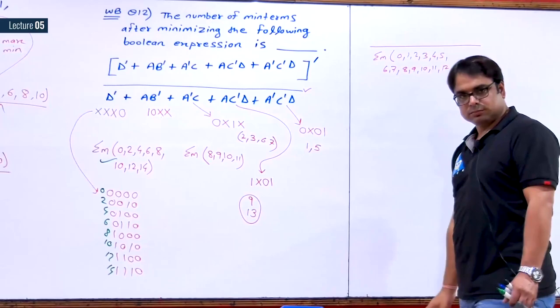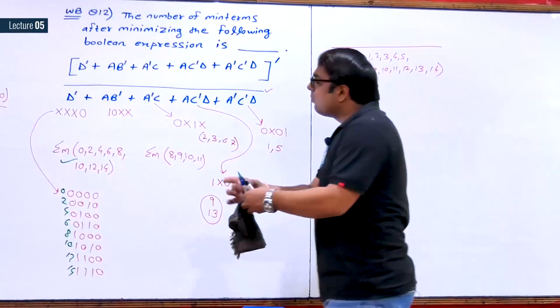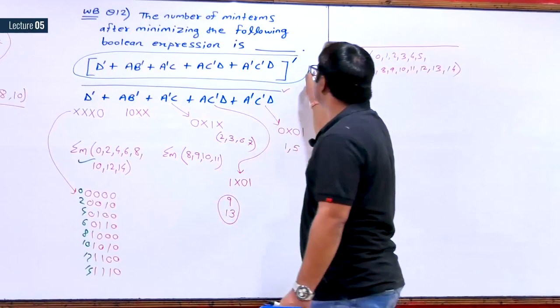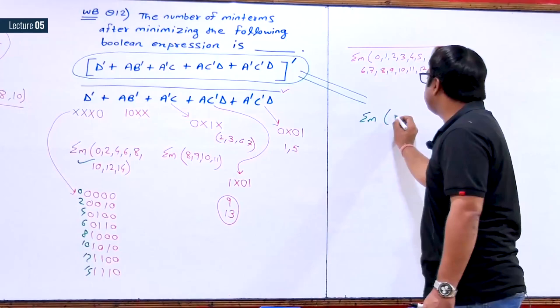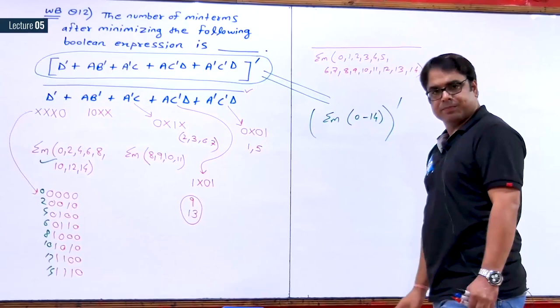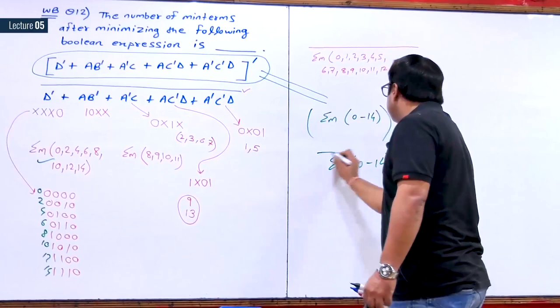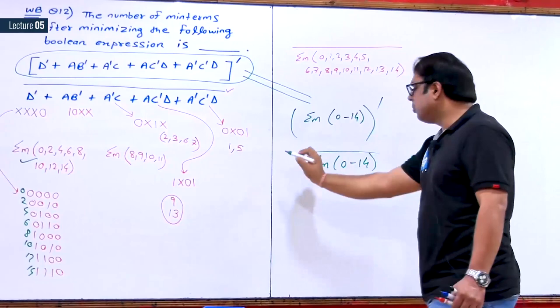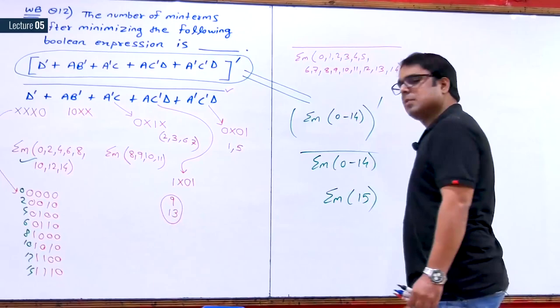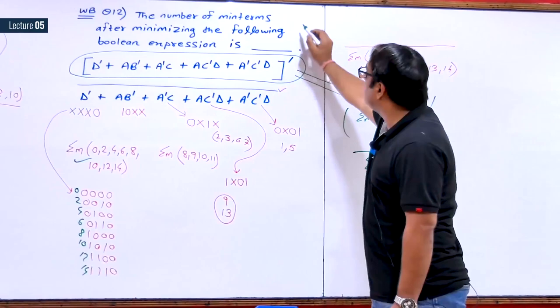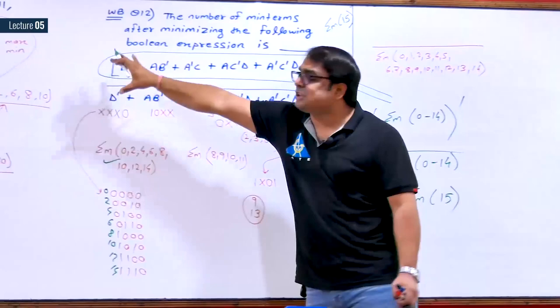What I want to conclude here is that this function which was given to me is equal to the complement of summation m 0 to 14. This is the whole bar, the complement. It will give me summation m 15. It means the given expression is simply summation m 15.